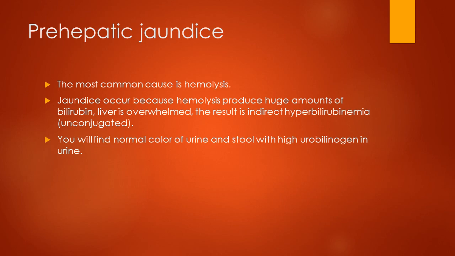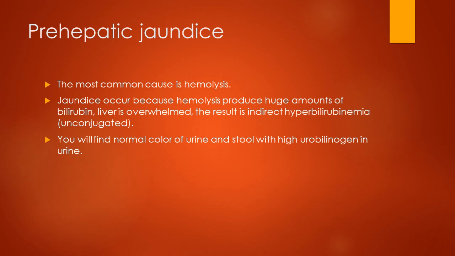Now let's talk about the types of jaundice, starting with prehepatic jaundice. It's most commonly caused by hemolysis, which produces large amounts of bilirubin that needs to be conjugated. So the liver is overwhelmed and unconjugated bilirubin builds up in the blood, leading to indirect hyperbilirubinemia. The color of stool is normal as bilirubin is still conjugated, although not able to meet the high demands. So stercobilin is still produced, giving the stool its normal brown color.